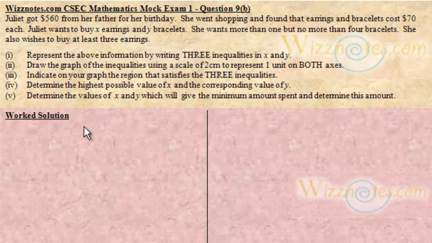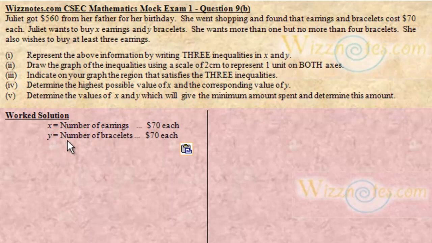Right, so first we're going to put in some information that we have about X and Y. X is the number of earrings and they cost $70 each, and Y is the number of bracelets costing $70 each. Now Juliet only has $560 to spend. We need to find 3 inequalities from the information, and first, she has $560 to spend on her earrings and bracelets.